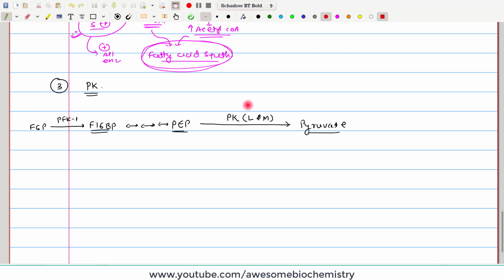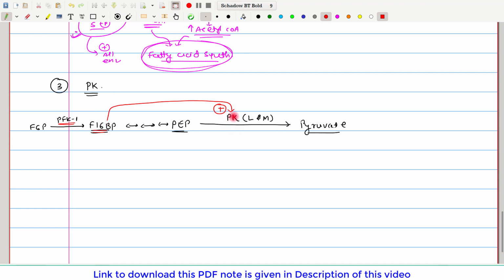Now, what happens? This pyruvate kinase L and M are allosterically stimulated by fructose 1,6-bisphosphate. Now, what is the importance of this stimulation? See, fructose 1,6-bisphosphate is the product of phosphofructokinase 1, and its immediate product is stimulating the pyruvate kinase reaction, right? So it is essentially linking this kinase with this kinase.